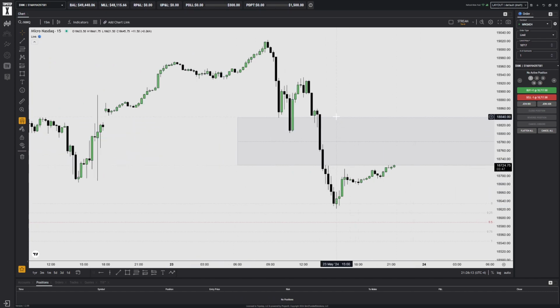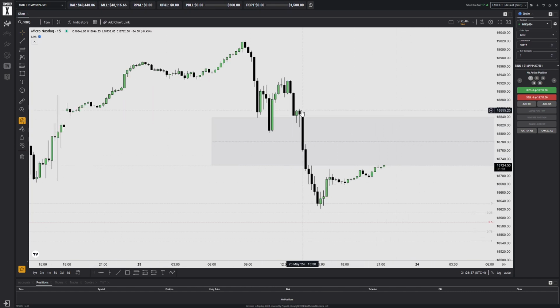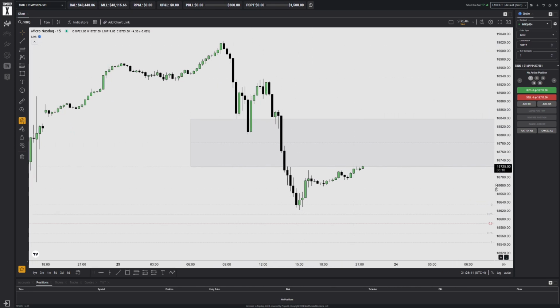Okay, so right here on the 15 minutes we have this swing high that was utilized to send the price lower. So to continue in that bearish order flow, we should not see this swing high to be traded through. Also, it's above yesterday's new day opening gap, and it's also above 50% of yesterday's dealing range.